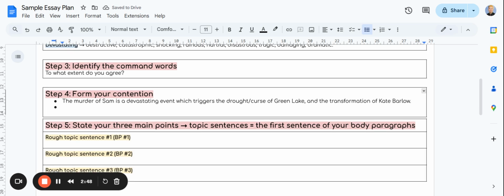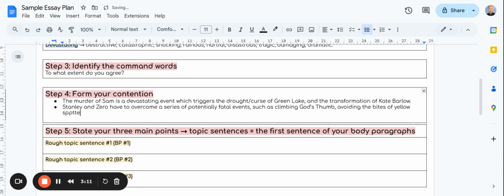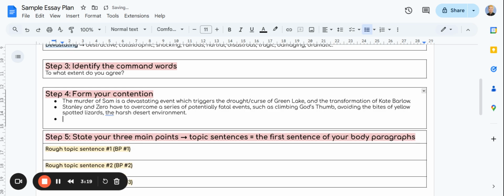What are some other examples related to transformation occurring when a devastating event happens? Stanley and Zero, for example, have to, let's say, overcome a series of potentially fatal events, such as climbing God's Thumb, avoiding the bites of yellow-spotted lizards, the harsh desert environment. So, all these examples are showing how transformations in Holes can occur when something devastating or potentially devastating happens.